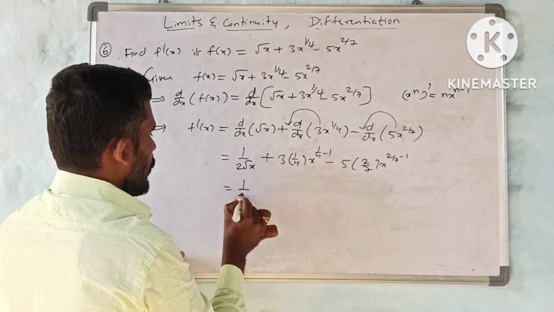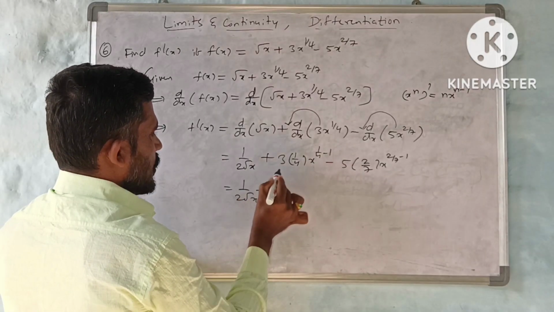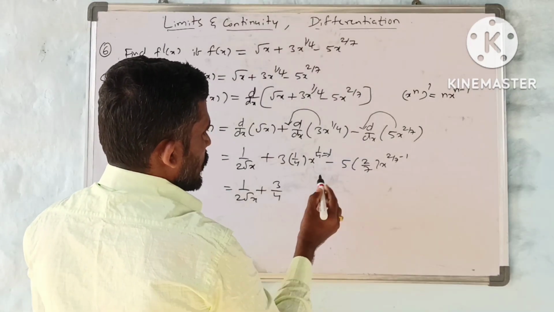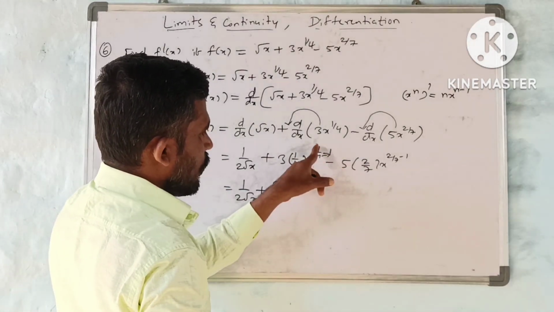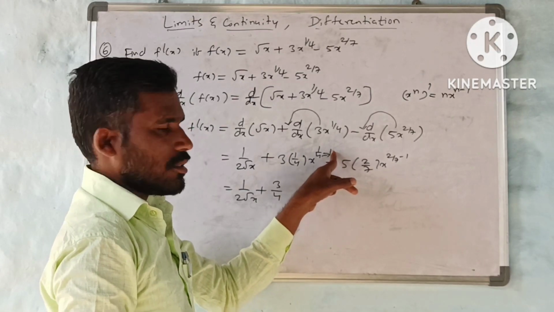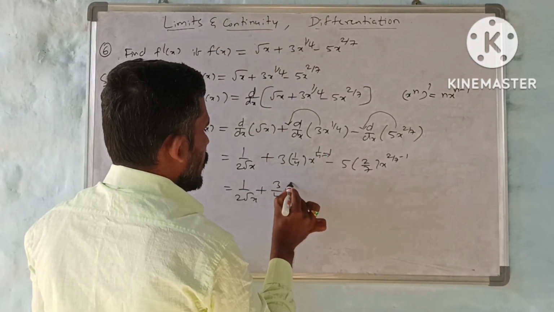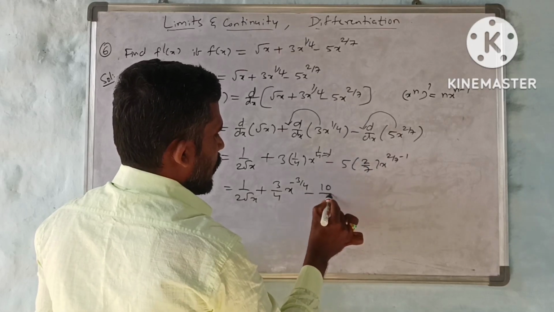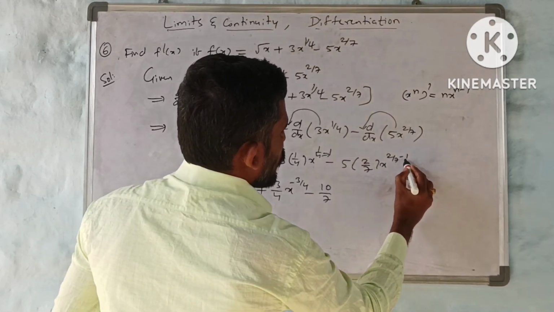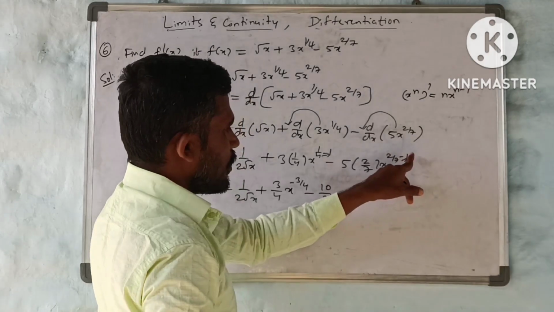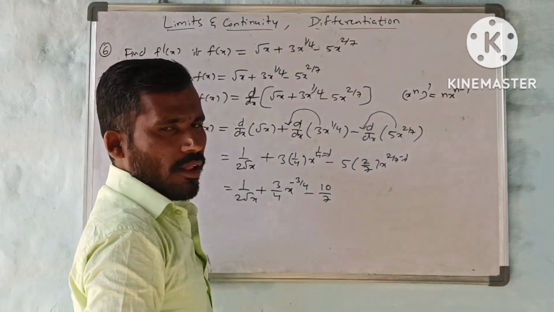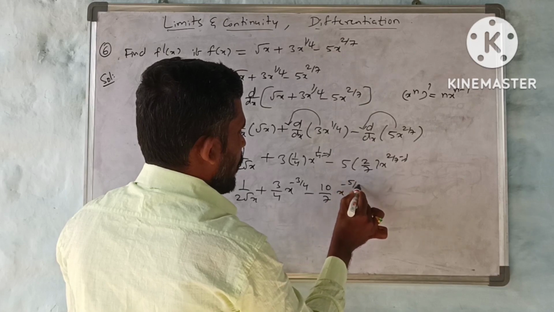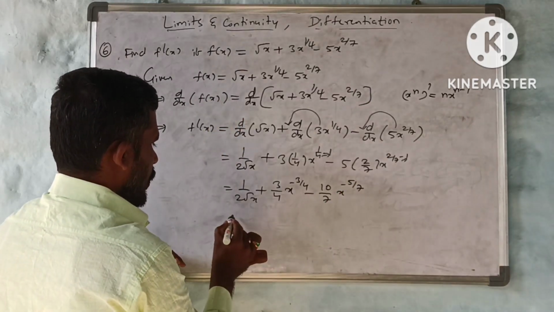So this is 1 by 2 root x plus 3 times 1 by 4, which is 3 by 4. So when I am taking the cross multiplication, 4 times 1 is 4, 1 minus 4 is minus 3. So what will we get here? x power minus 3 by 4. 5 times 2 is 10 by 7. So here also 2 by 7 minus 1: 7 times 1 is 7, 2 minus 7 is minus 5. x power minus 5 by 7.